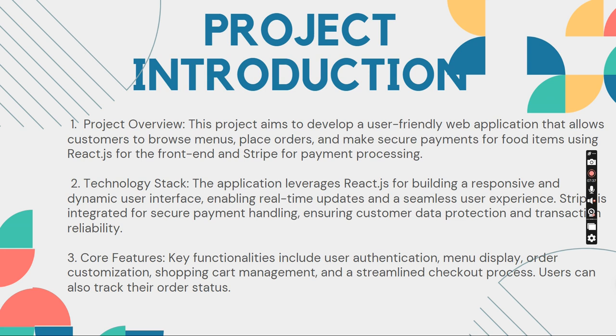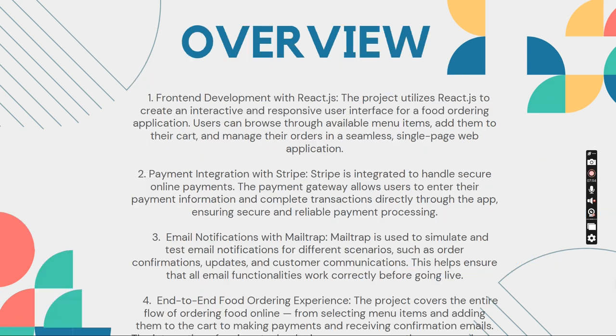Now coming to the core features, key functionalities include user authentication, menu display, order customization, shopping cart management, and a streamlined checkout process. Users can also track their order status, which we'll see in some time. So we are going to see the overview of the project, like what we are going to do and what will be the part in which we will develop. For the first one, we are going to have front end development with React.js.